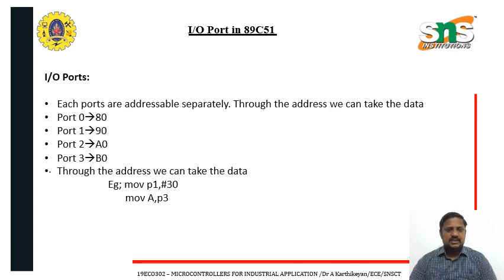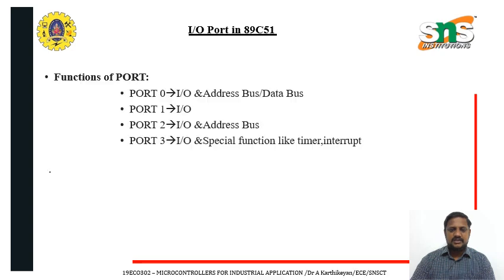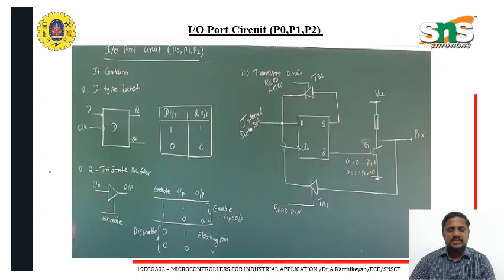Ports 0 to 3 have the addresses 80, 90, A0 and B0. These are nothing but addresses; we can move A to B, and like that we can carry data from one address to another address. Ports 0 to 3 work as I/O ports and address buses. They also handle special functions like the timer and interrupts.